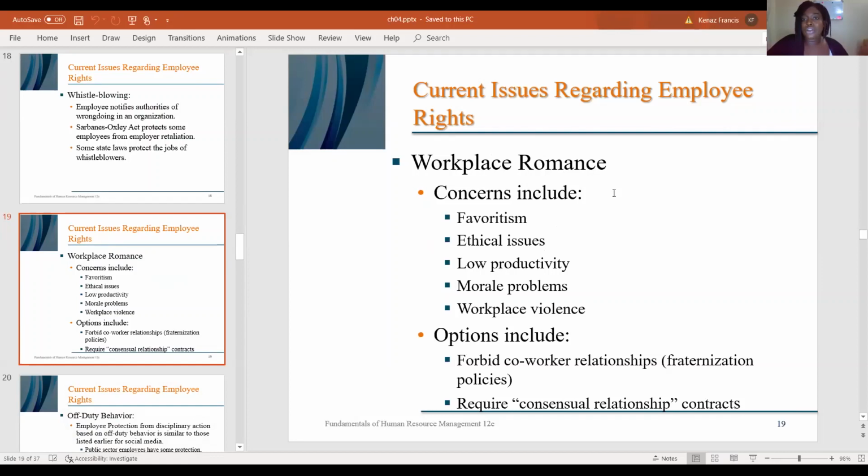All right, so current issues regarding employee rights. Workplace romance. Concerns include favoritism, ethical issues, low productivity, moral problems, workplace violence. And some policies would have what you call a fraternization policy and non-fraternization policy. And you would have to sign consent forms and you'd have to disclose your relationship. If it presents a conflict of interest, in some cases they are going to ask that you voluntarily resign from the position. All right, options include forbid co-worker relationships, right? Fraternization policy, or you require consensual relationship contracts.